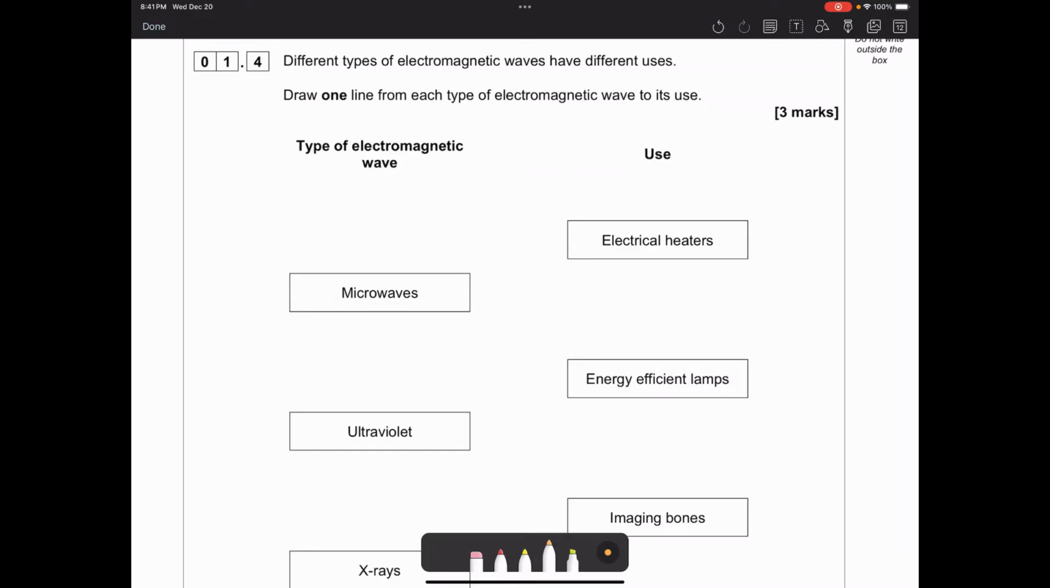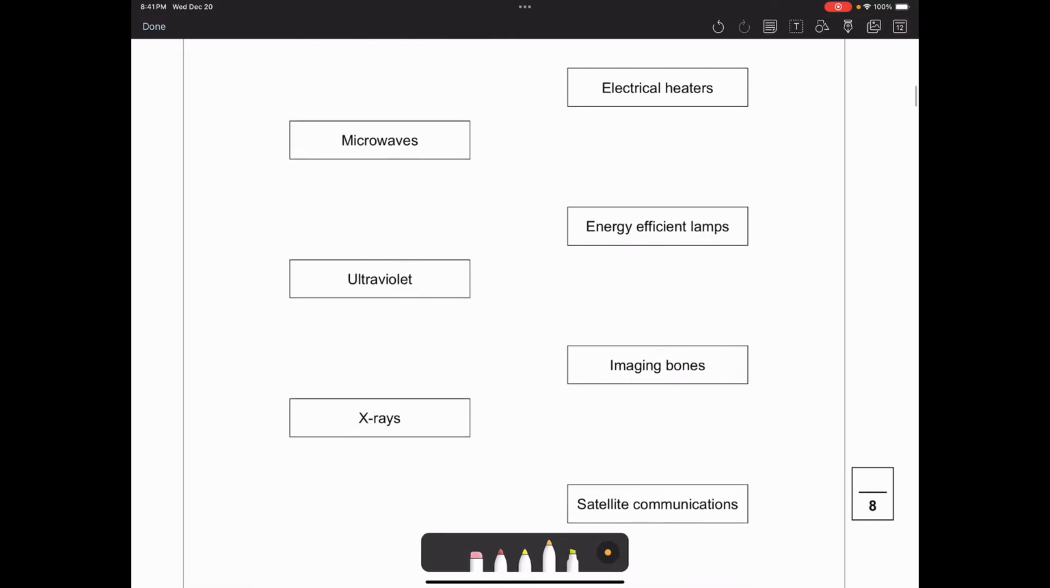Different types of electromagnetic waves have different uses. Draw one line from each type of wave to its use. Okay, so microwaves, whilst yes, they are obviously used in cooking, that's not one of the options here. Microwaves are actually the waves that are used in your phones for communications. So mobile phones use communications, mobile phones use satellites, so satellite communication.